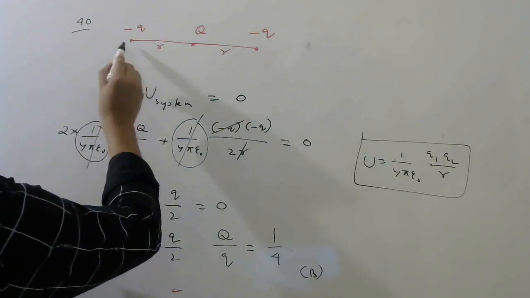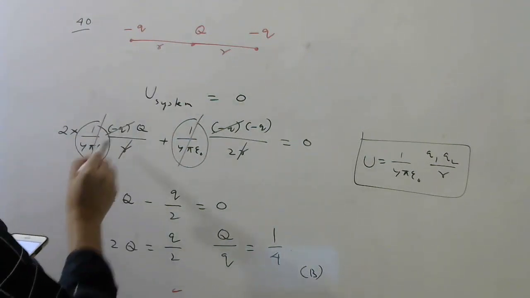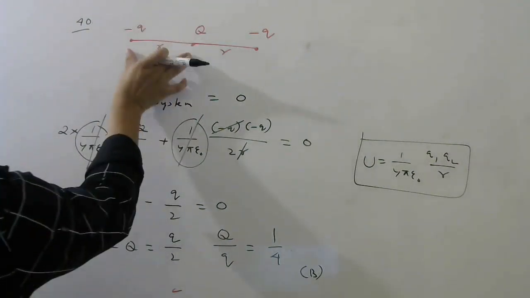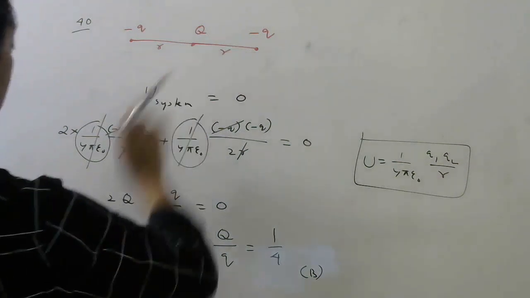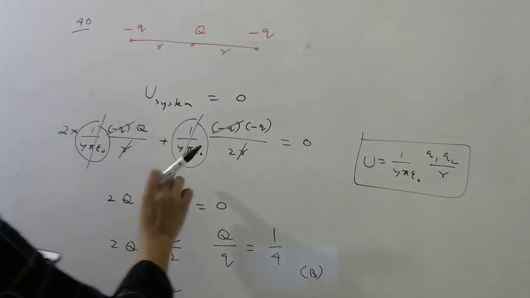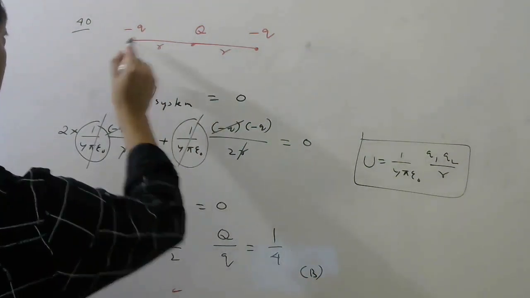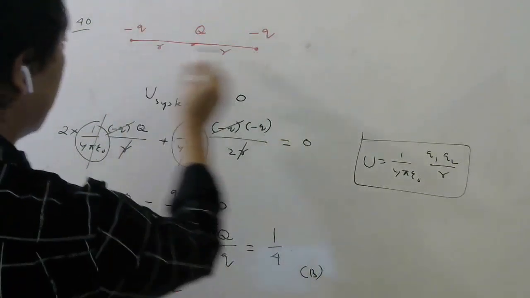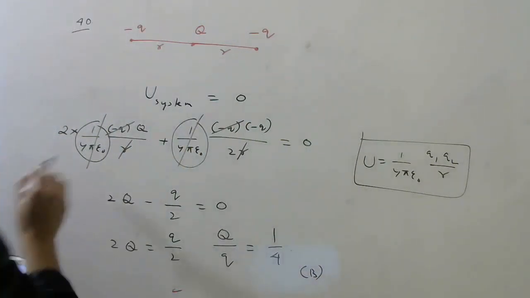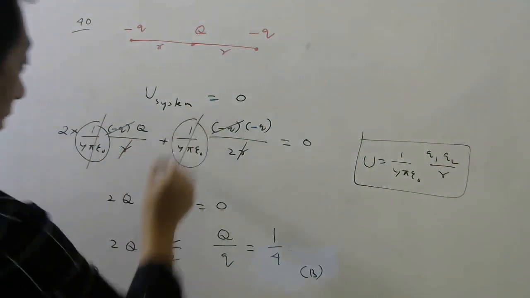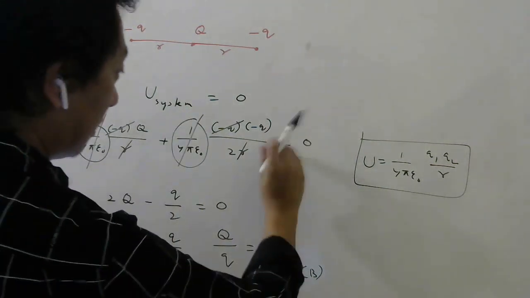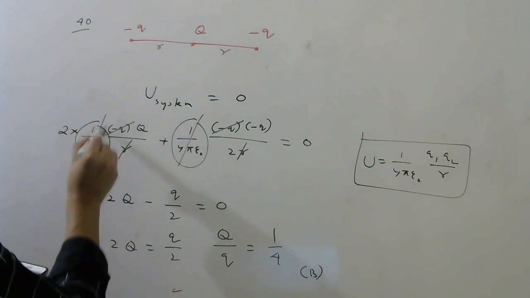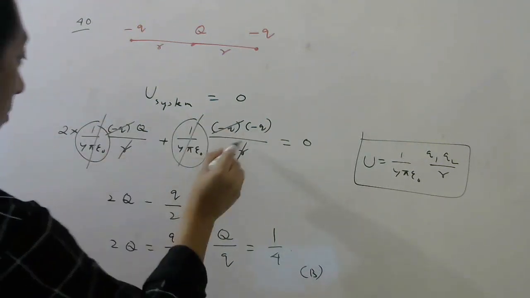So this pair will be 1 by 4 pi epsilon naught minus q capital Q by this distance. This pair will give you the same, so I wrote double. Then for this pair, I wrote 1 by 4 pi epsilon naught this charge by this distance, which is 2r. Then this 1 by 4 pi epsilon naught will be common. Then you can divide here, 0 by that will be 0. Minus q is common, r is common. So what is left here?